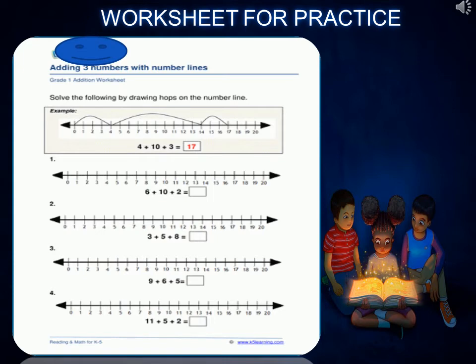then it is written plus 10. So we will jump 10 steps further. Jumping 10 steps further from 4, we reach 14. Again, jumping 3 steps further from 14, we will reach 17. And as you can see, we have to only add 3 numbers. So 17 is our final answer. We can write 17 in the box as well as we can circle it on the number line.